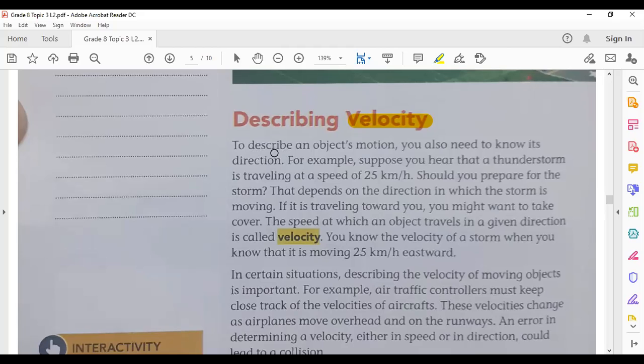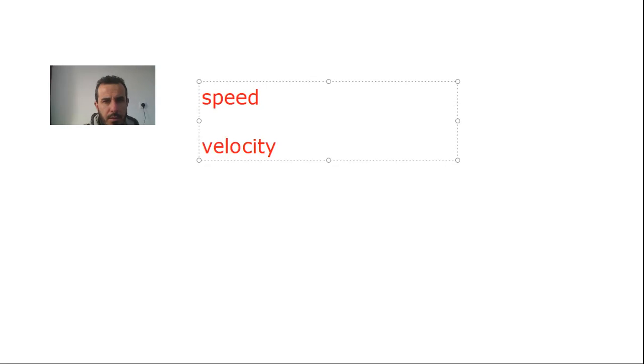To describe an object's motion, you also need to know its direction. I want to give you a summary. Can anyone guess what is the difference between speed and velocity? Don't be afraid of making mistakes. What is the difference between speed and velocity?